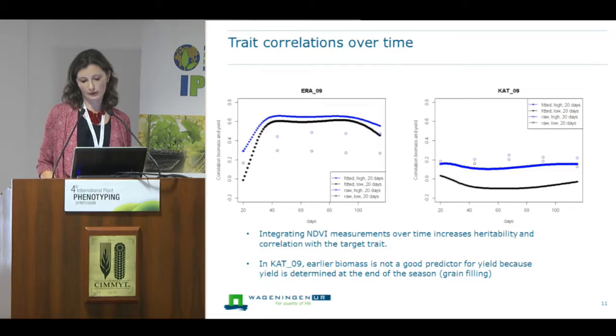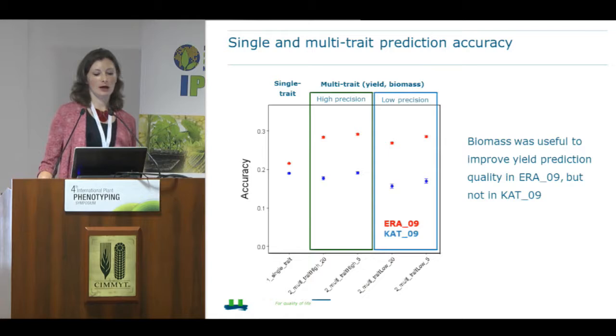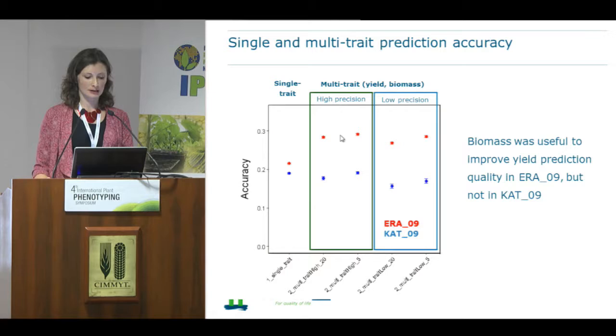Then putting everything together, we had our single trait model that is kind of the reference. And we had a multi-trait model in which we combined yield and biomass. And in the case of ERA 2009, in which the correlation between yield and biomass was large, the prediction accuracy is largely improved. However, of course, we do not gain by including biomass if the correlation is very low.